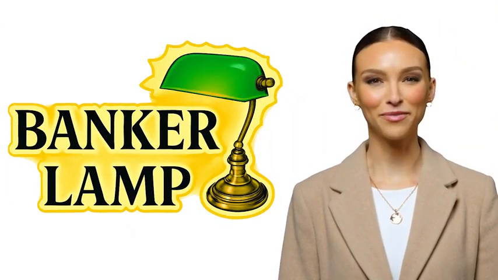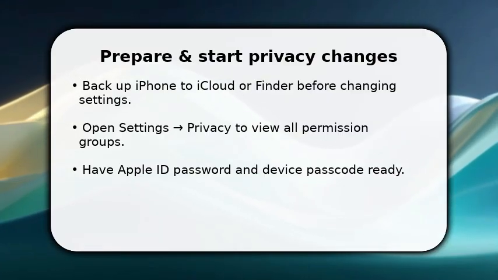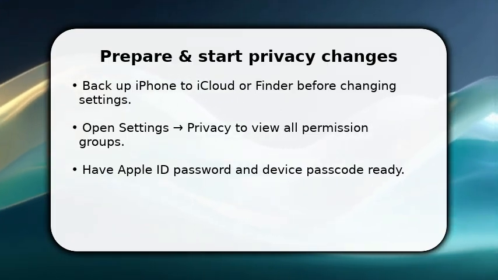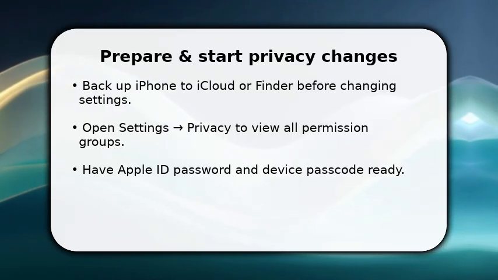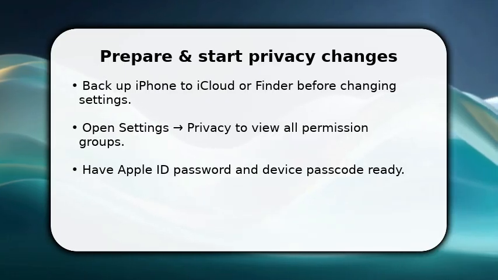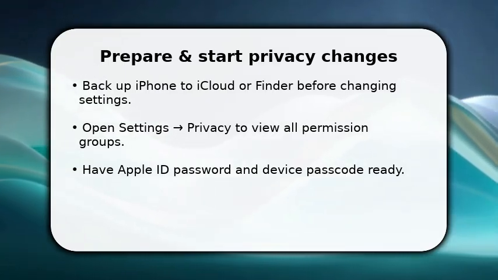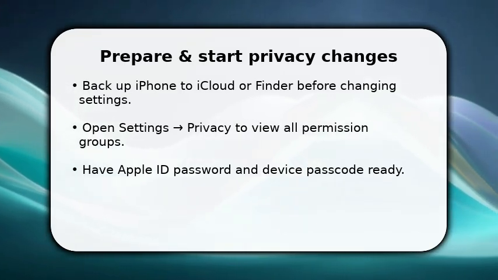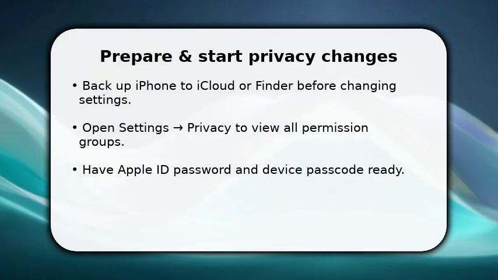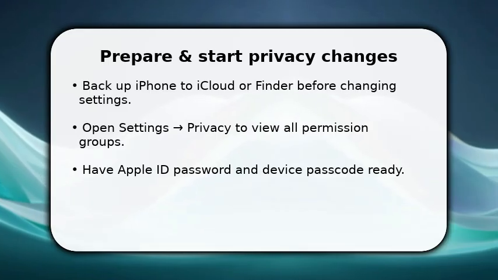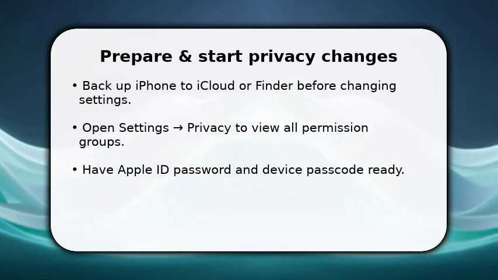Please enjoy the video. You'll start by securing a backup because you're about to change many permissions. Make sure iCloud or Finder shows a recent backup. Once done, open Settings and tap Privacy so you can see location, contacts, photos, microphone, camera, and tracking at a glance. You need your Apple ID password and device passcode handy to confirm permission changes or reset apps later. This prevents accidental lockouts and gives you a restore point if you reverse settings.